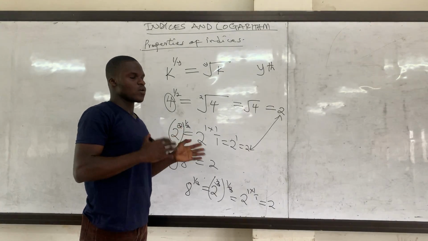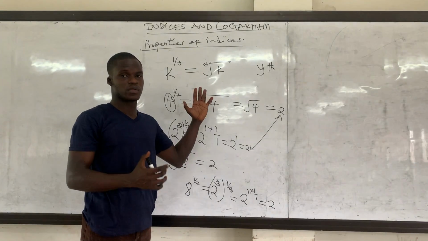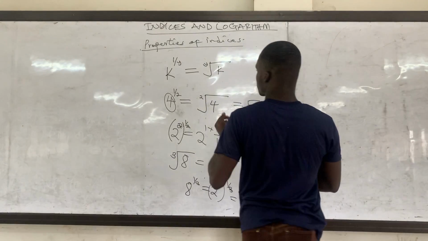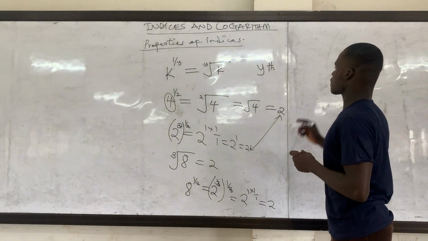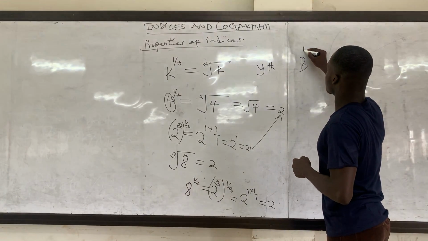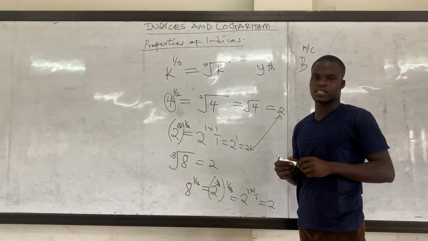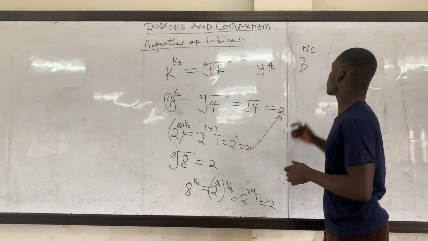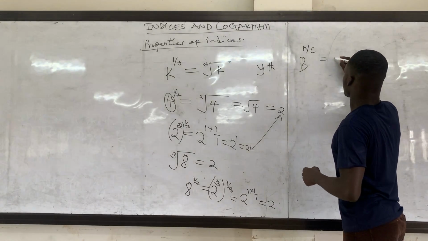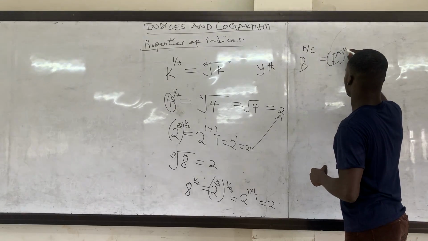These are a few conventions we also have to understand in order to make our study of indices very interesting. Let's look at one last example on this. What if we have something like b exponent a over c? How are we going to write this in the root form? If we want to write this in the root form, this is the same as b exponent a, exponent 1 over c.